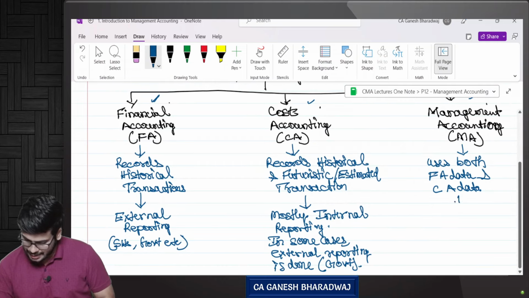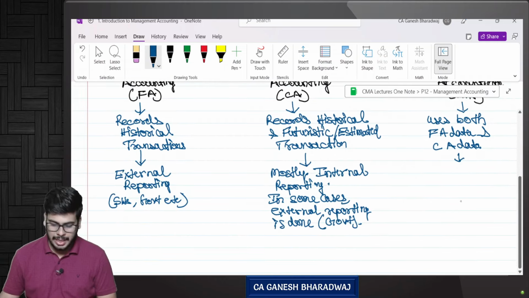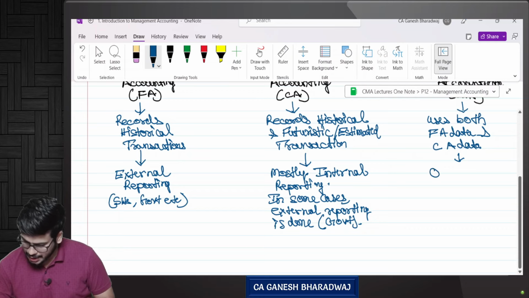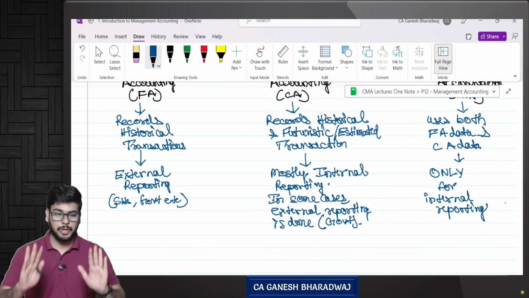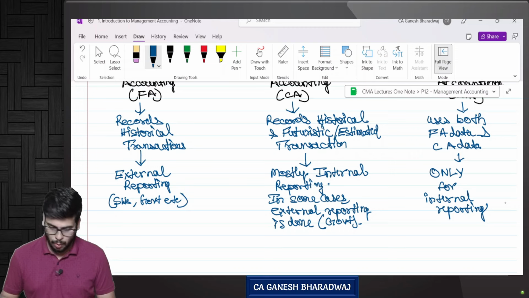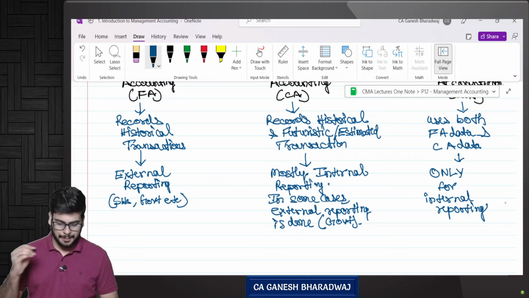Whereas in case of management accounting, it is only for internal reporting purposes. Fine. I have not even told you what management accounting is, but just wait. I will tell you what it is once we finish this chart.